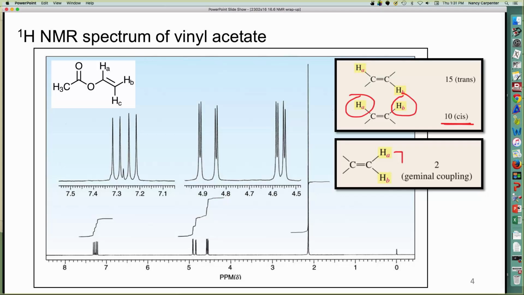And these two, well, you know what? They're not neighbors, they're both on the same carbon. That's called geminal coupling. The point is, H sub A and H sub B here, they are heterotopic. So they couple with one another, and the coupling is pretty small. It's usually around 0 to 2 Hertz. So with that information, we should be able to construct a tree diagram and analyze the spectrum.